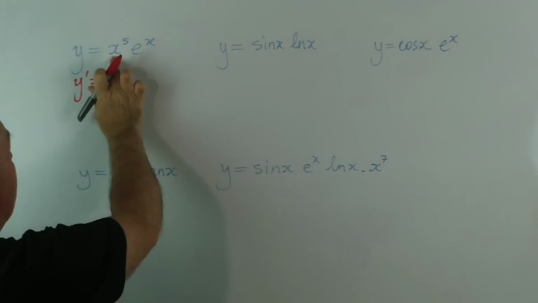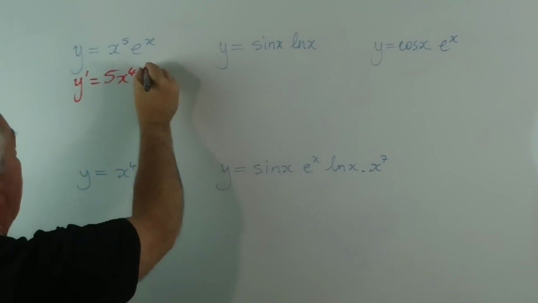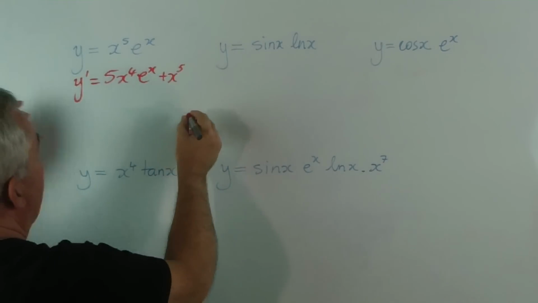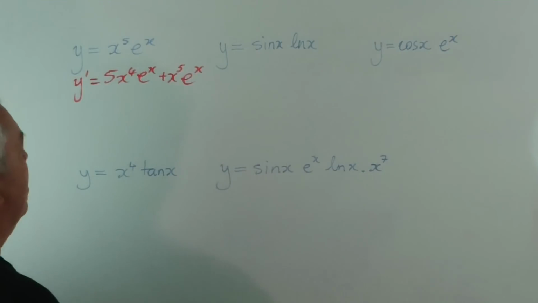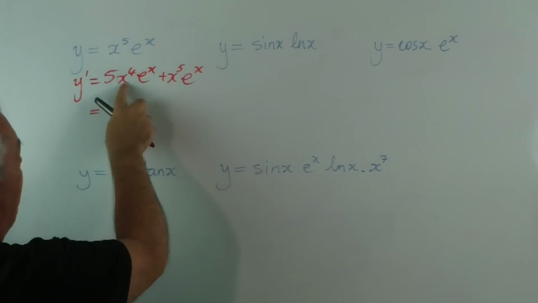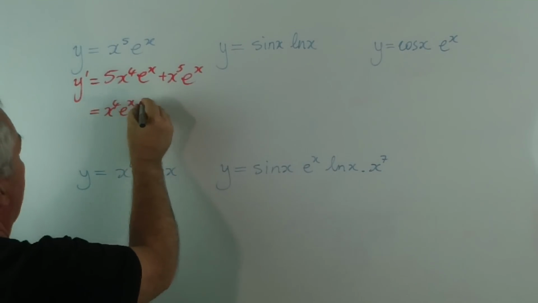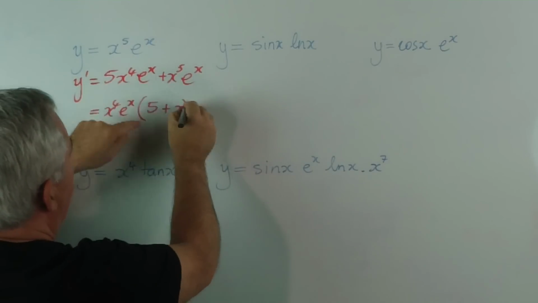So we do the derivative of this function first, which is 5x to the 4, leave the e to the x alone. Then we leave the x to the 5 alone and find the derivative of e to the x. Now, of course, you could, if you wished, take out the common factor of x to the 4 e to the x. And this would leave 5 plus x, or x plus 5.